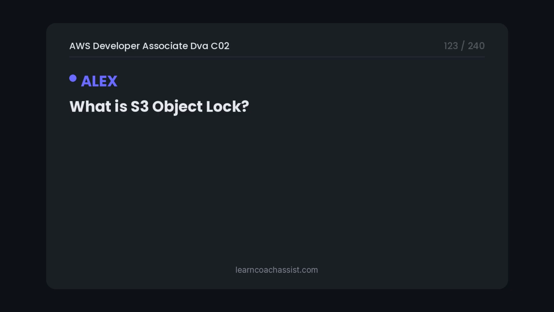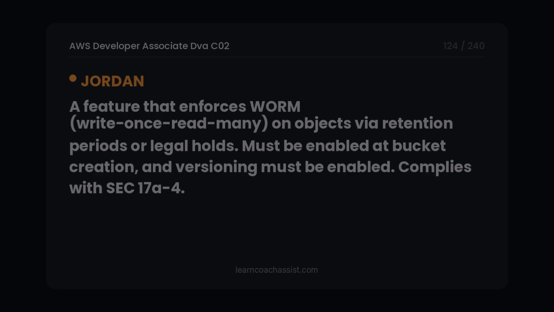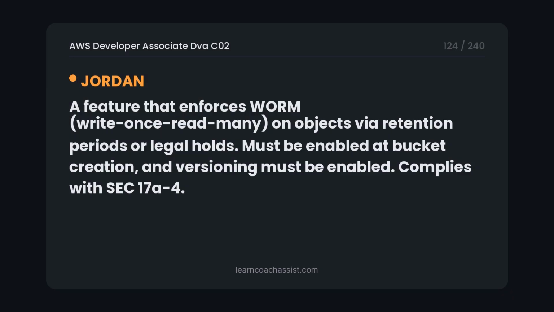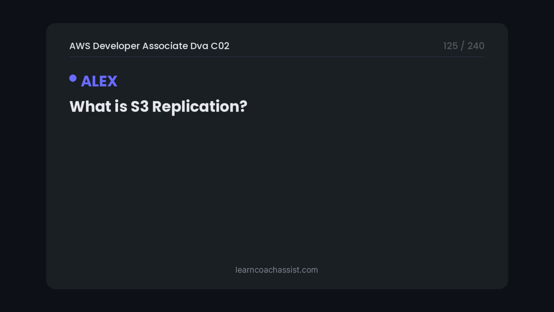What is S3 Object Lock? A feature that enforces WORM, write once read many, on objects via retention periods or legal holds. Must be enabled at bucket creation, and versioning must be enabled. Complies with SEC 17a-4.